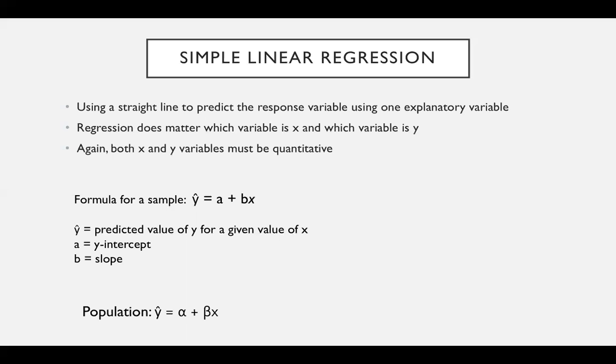given an x. So both x and y variables must be quantitative, and the formula for a sample here is y hat, which is the predicted value for a given value of x, equals a, which is the y-intercept, plus b times x, so plus the slope, which is rise over run, times x, which is your explanatory variable. And then the symbols in the population equation are a little bit different. It's alpha plus beta times x. So it's just a little bit different.